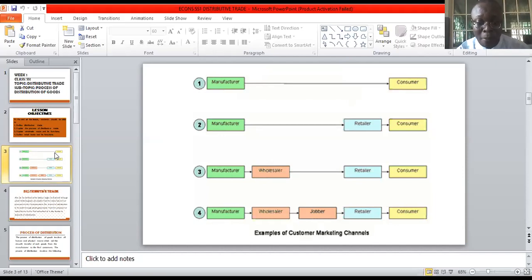Third one, manufacturer to the wholesaler, retailer, as well as consumer. Then the last one, manufacturer, wholesaler, jobber, retailer, and the final user.